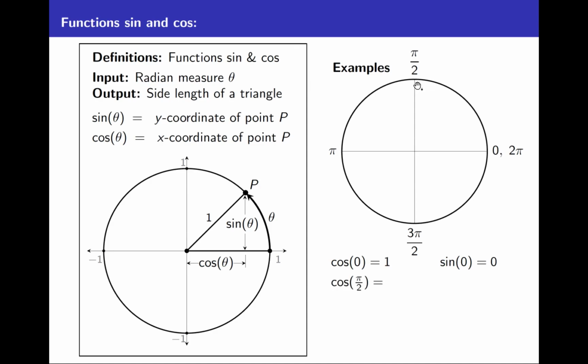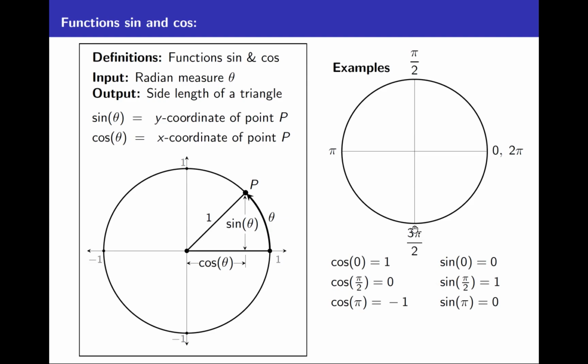Let's try pi over 2. Cosine of pi over 2 would be the x-coordinate of pi over 2. And that x-coordinate you can see is 0. But sine of pi over 2 is the y-coordinate of this point at pi over 2 radians. And that y-coordinate is 1. So sine of pi over 2 is 1. What about cosine of pi? It's the x-coordinate of the point at pi radians, and that x-coordinate is negative 1. So cosine of pi is negative 1. But the y-coordinate of this point at pi radians is 0, so sine of pi would be equal to 0.